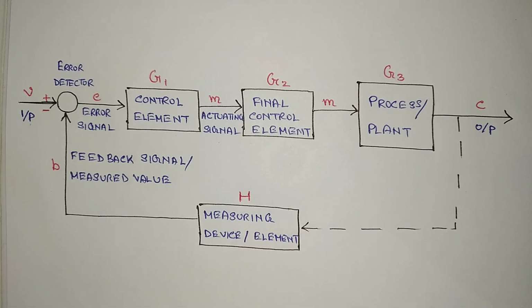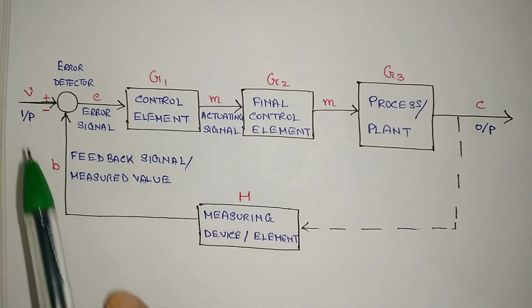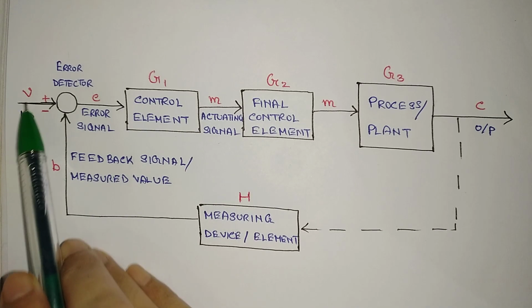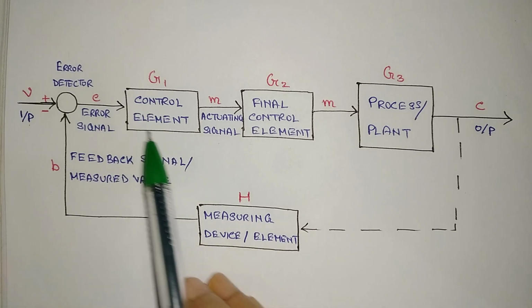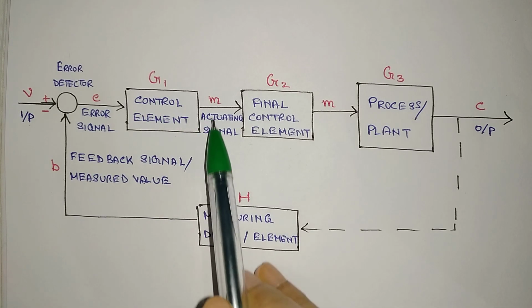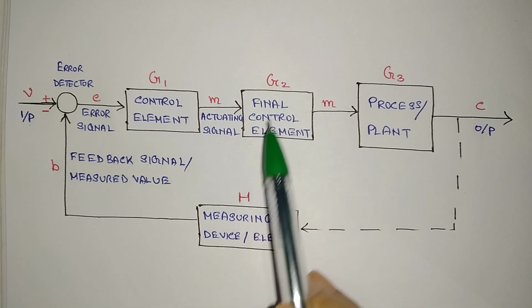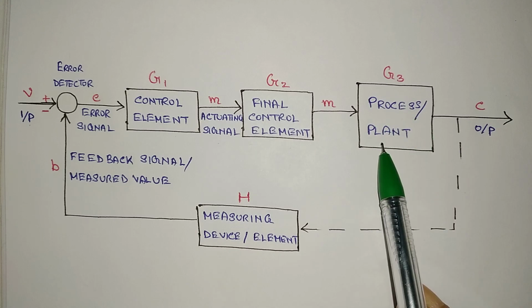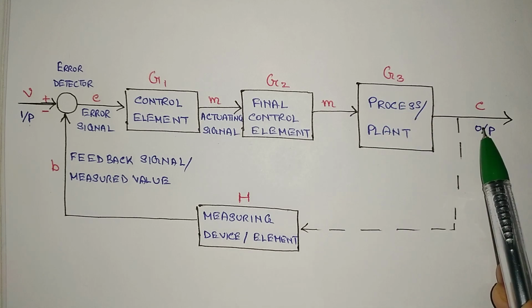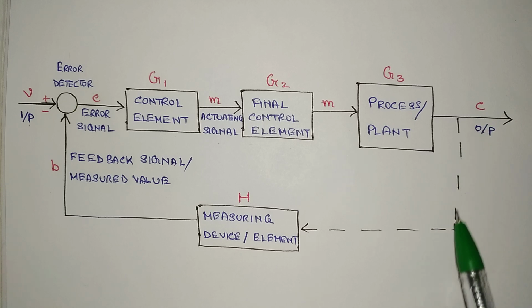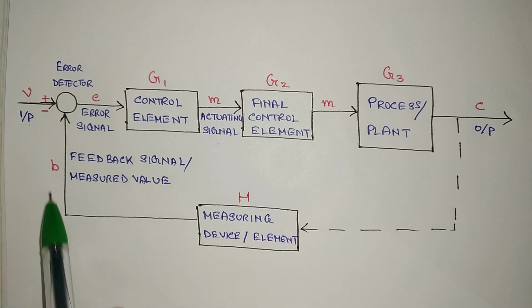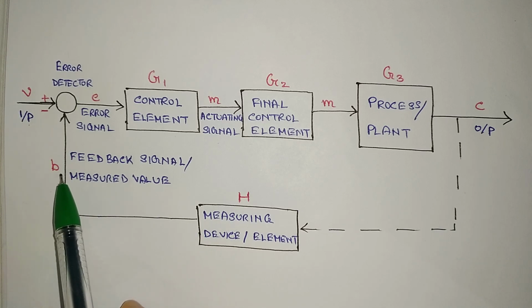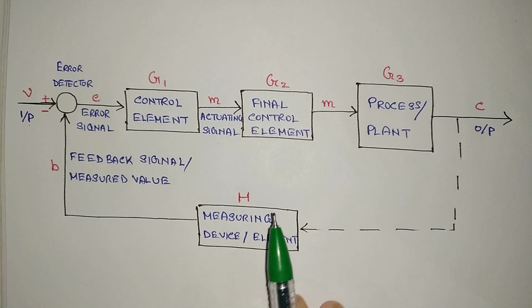Here are the nomenclatures of the key features: set point we have given as V, error signal as A, controlling element as G1, actuating signal as M, final control element as G2, and process or the plant is represented as G3. The output from the plant is C. The device that measures the output is H, and the feedback signal or the measured value is represented as B.